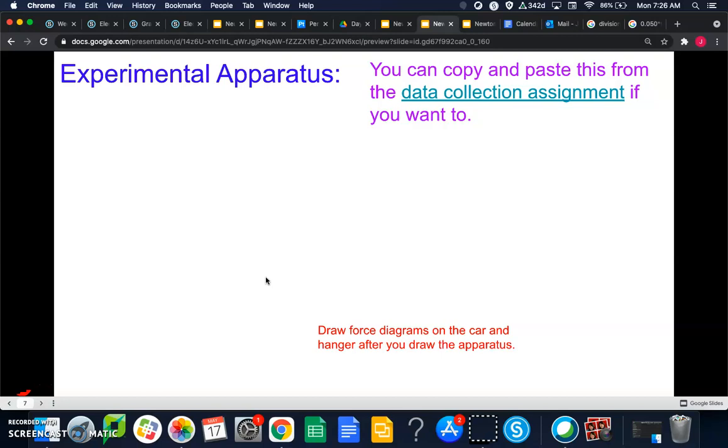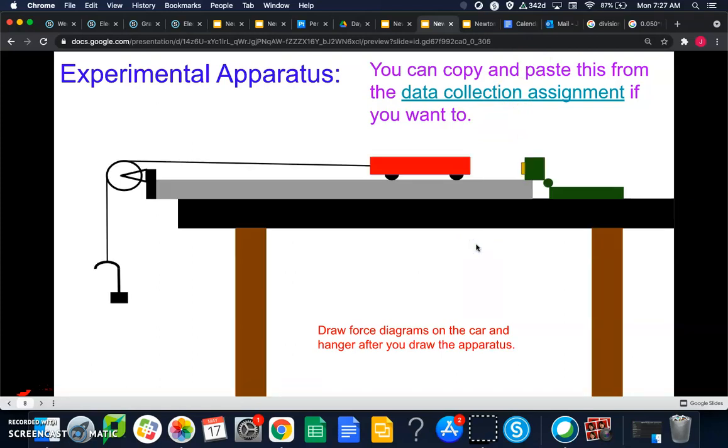Okay, so on this page, what you're going to do is just copy over your drawing of the experimental apparatus. If you want to, just go to the data collection assignment and copy and paste what you had over. It should look kind of like this. So we've got our motion detector right here. We've got the car moving. And then the car is connected to a string. The string moves over a pulley. And then the pulley is connected to a hanger mass.